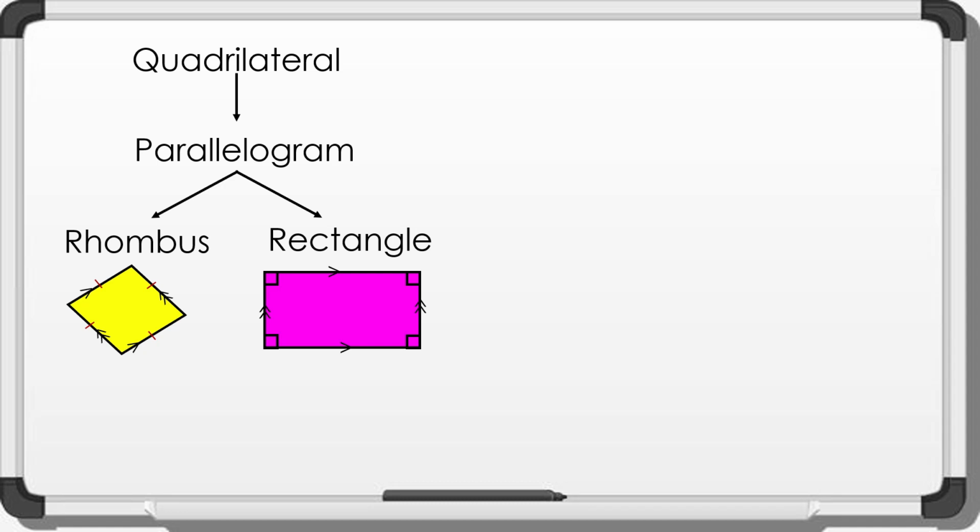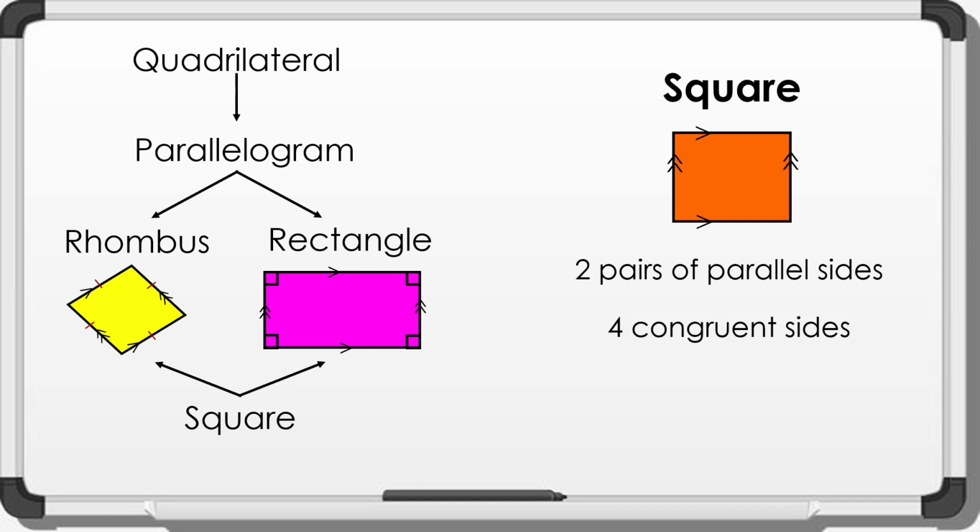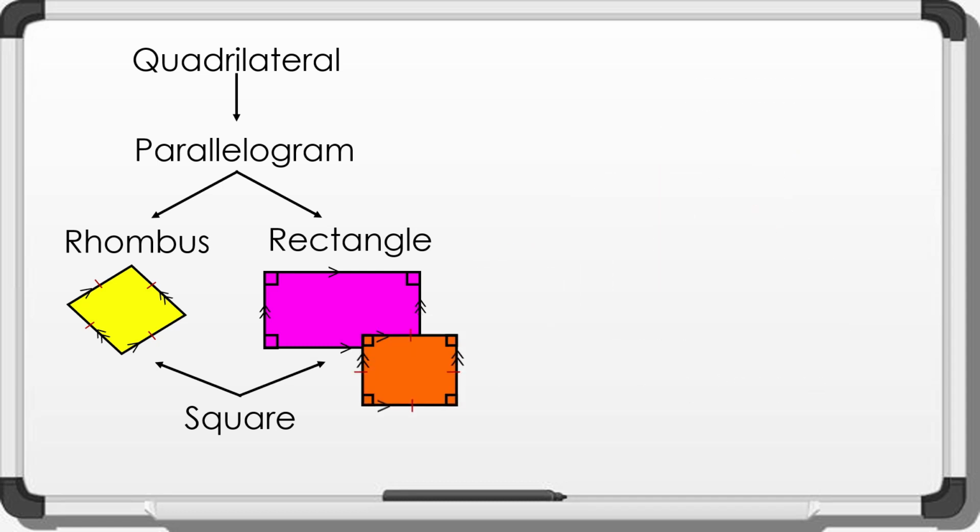There is another type of parallelogram. If we combine the rhombus and the rectangle, we will end up with a square. And the square looks like this. A square has two pairs of parallel sides. And it has four congruent sides. We use dashes to show it. The same as the rectangle, the square also has four right angles. And we use this angle sign in each corner to show it. And that's it for the square.